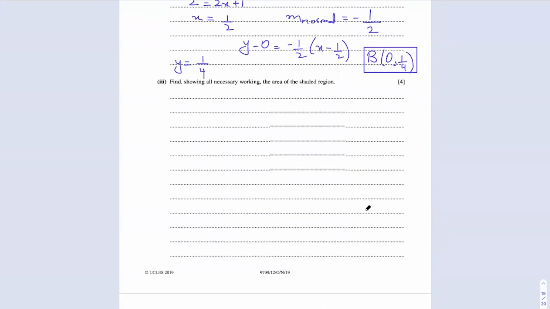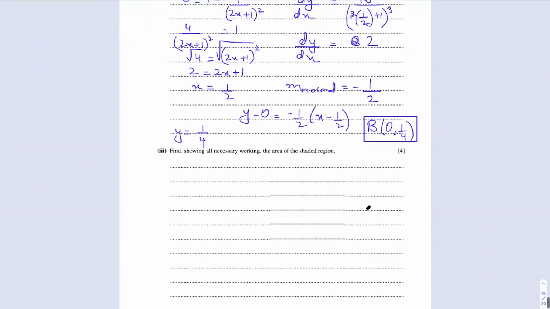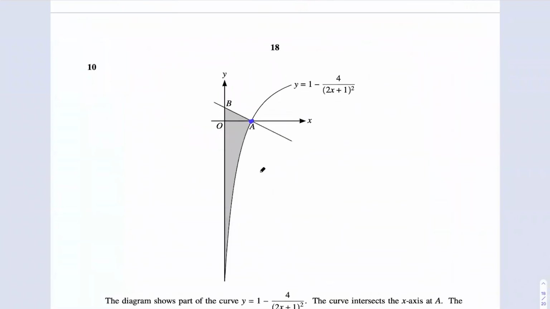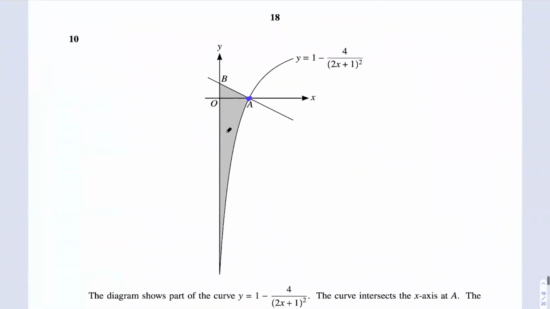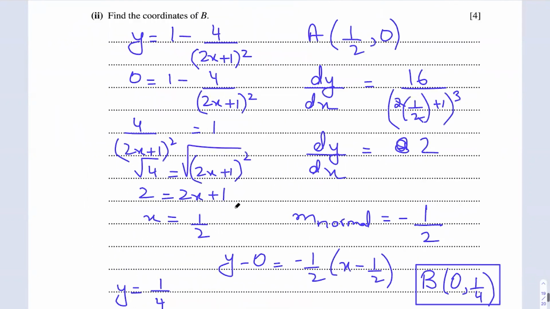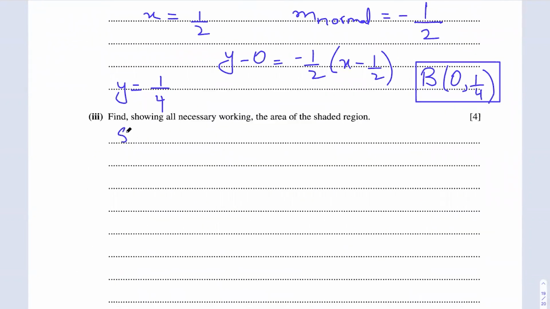In part 3, we have to find the area of the shaded region. Basically, we can first find the area under the curve, and then the area of the triangle. So this point is half and this point is 1 upon 4. So the area of the triangle would be half into base, which is 1 upon 2, into height, which is 1 upon 4, which equals 1 upon 16. So the shaded area consists of the triangle and the area under the curve.